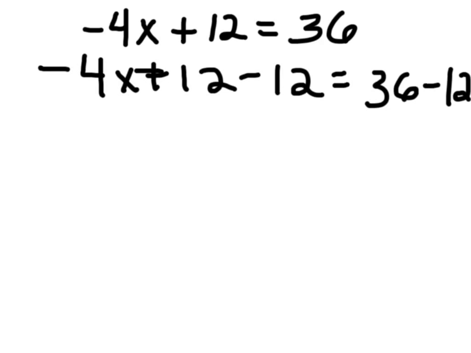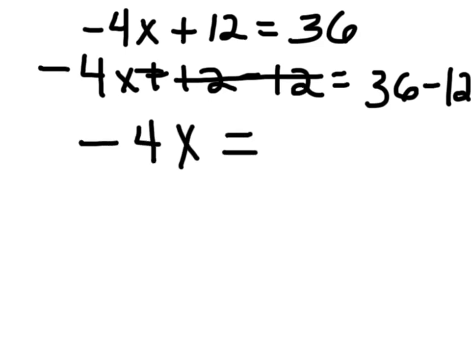All right, our next example, negative 4x plus 12 equals 36. Notice that the coefficient is negative this time. So I've gone ahead and subtracted the constant 12 from both sides. Here we're still going to cancel out and I'm going to be left with negative 4x. And then we're going to subtract 12 from 36 and get 24.